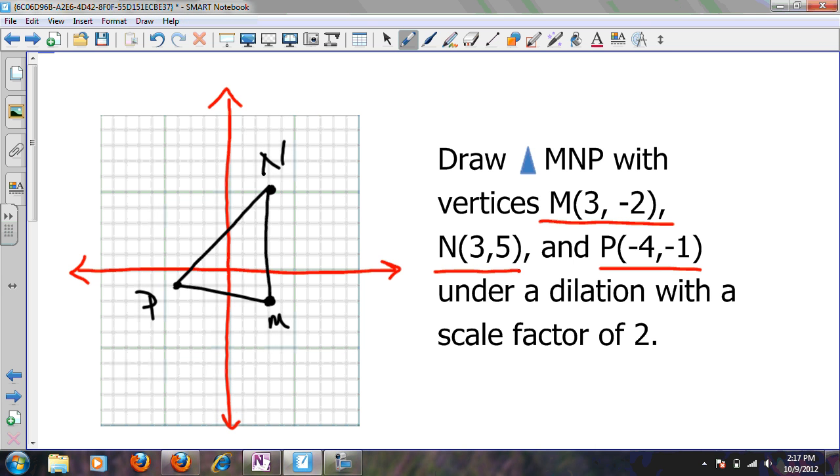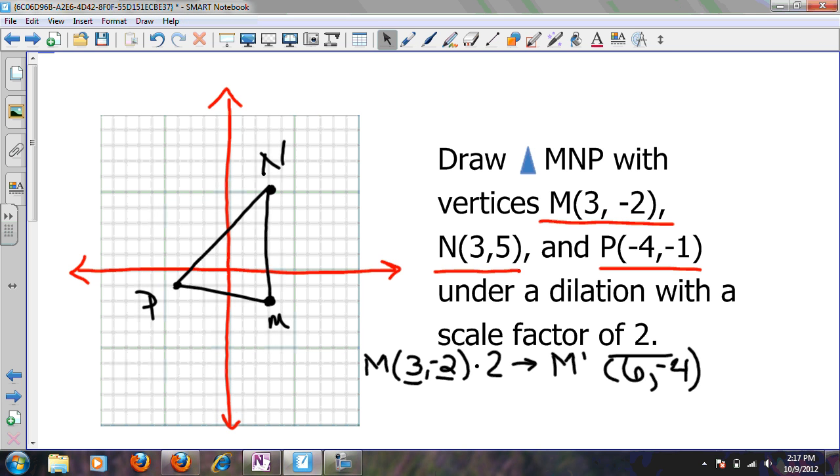Now, I'm doing a dilation with a scale factor of 2. So M is 3, negative 2 times 2. So M prime will become 3 times 2 is 6. Negative 2 times 2 is negative 4. 6, negative 4. M prime.